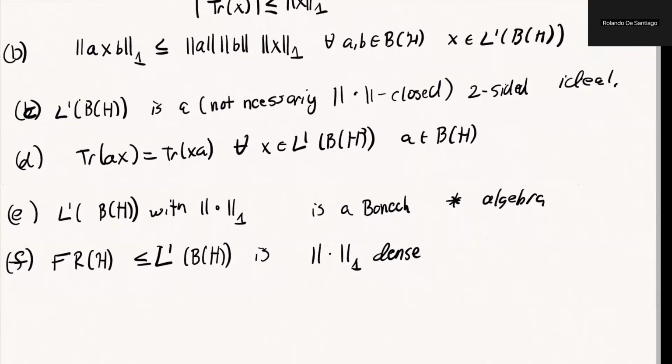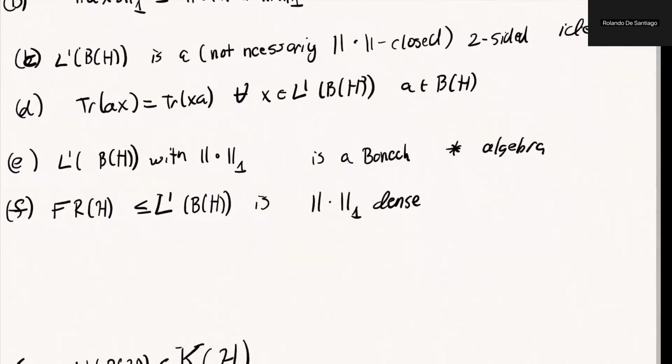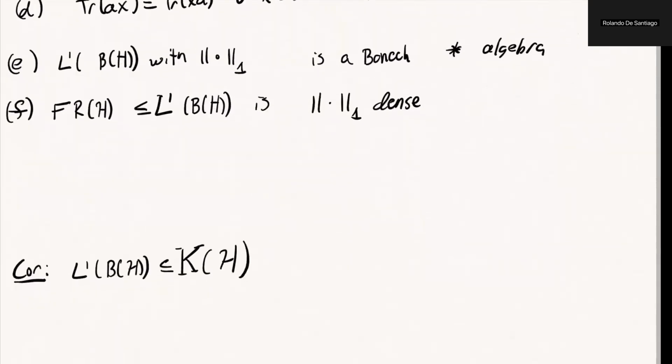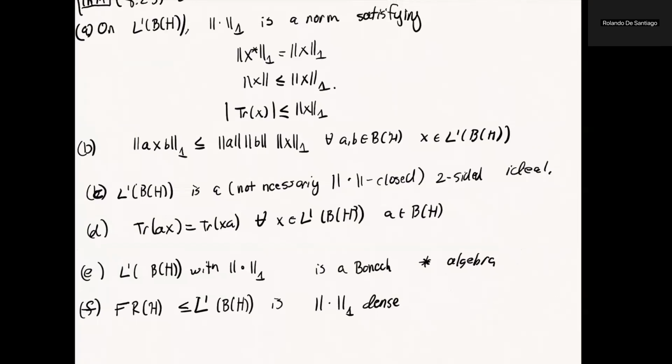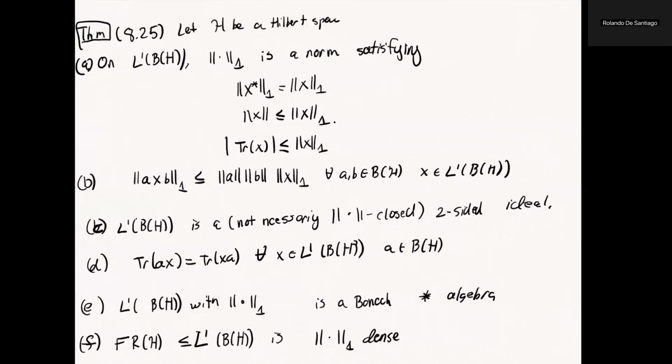So if the compact operators are the finite ranks closed in the operator norm, then the trace class operators are the finite ranks closed in this 1 norm. And as a corollary, L1 sits inside of the compacts. In our notes, we don't prove this. In fact, it requires a little more technology than we have at the moment, but it's worth having these results at the ready.